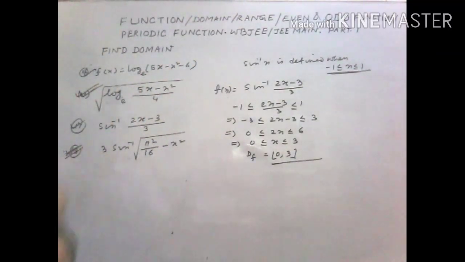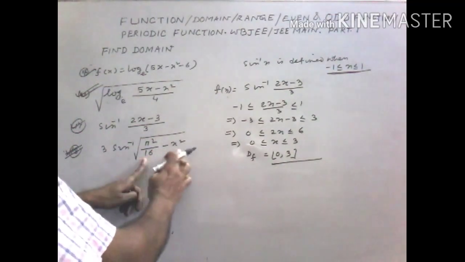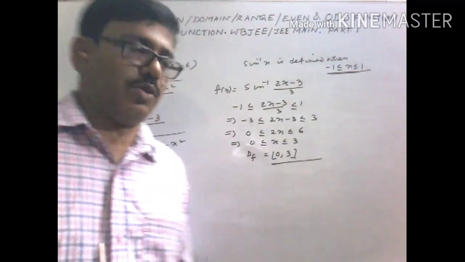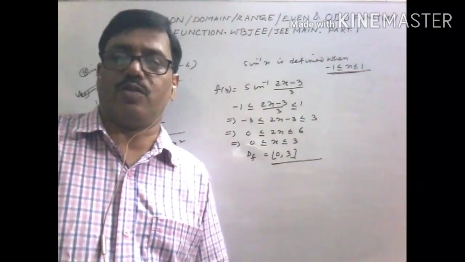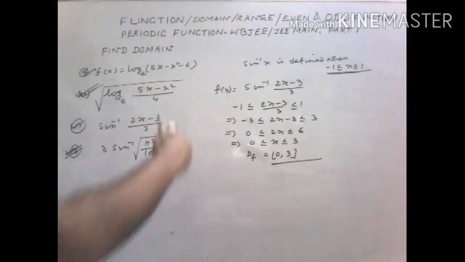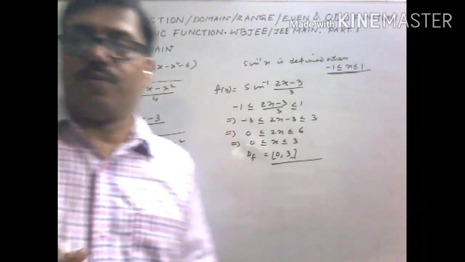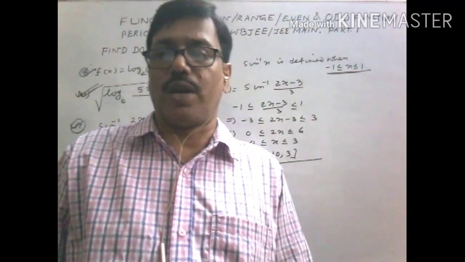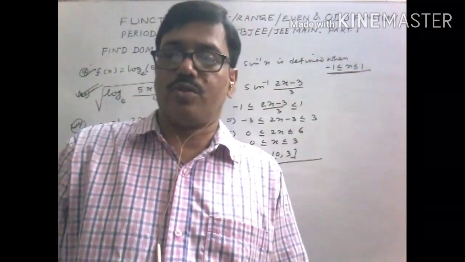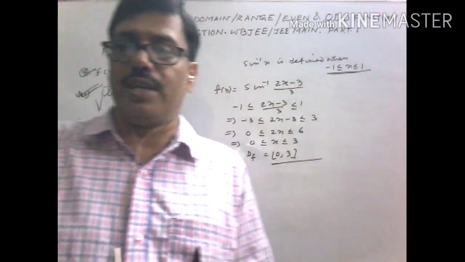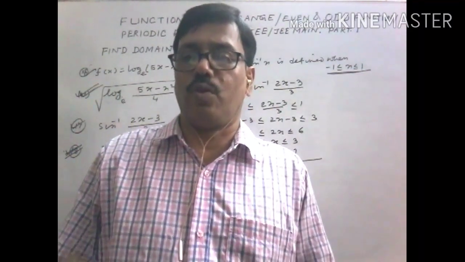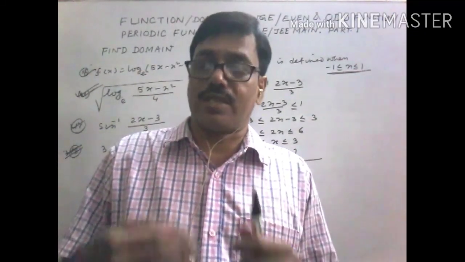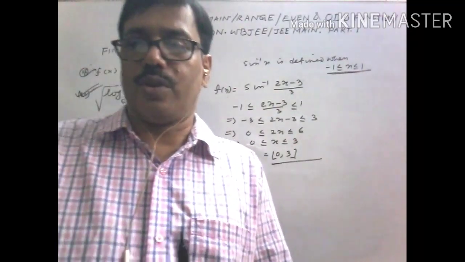For problem number 18, x square minus 16 minus x square will be greater than or equal to 0. Solving the inequation, you get the domain. So these are basic problems of domain, how to find the domain. Today I will discuss only simple problems of the board or West Bengal joint exam. In the next class I will discuss the typical problems.